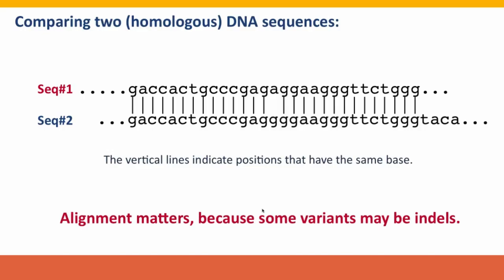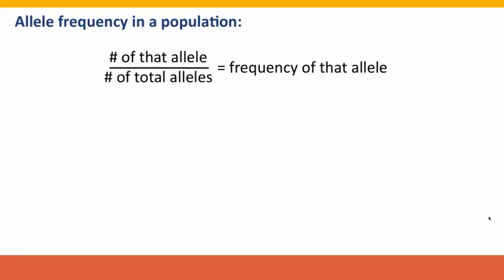The reason it matters is because some sequence variation is indels. Insertions and deletions are fairly common in chromosomes, and you can't just start at the end of two homologous chromosomes and line up all the bases and compare them. You have to make sure in different positions that they're correctly aligned so the alignment reflects homology.